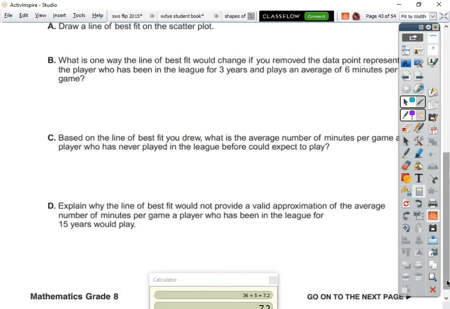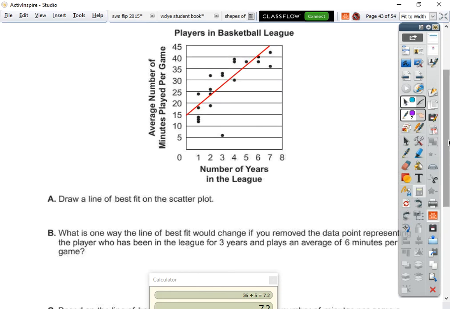Based on the line of best fit that I drew, what is the average number of minutes per game a player who has never played in the league before would expect to play? I'd say about 15 minutes, because that's the y-intercept.